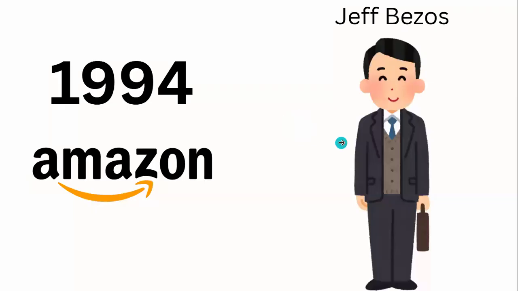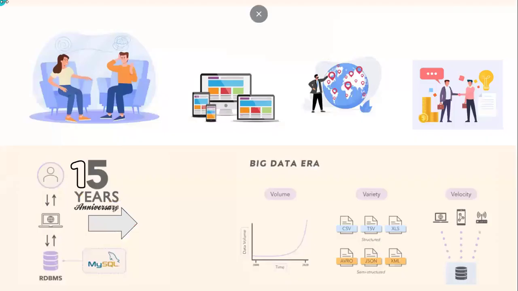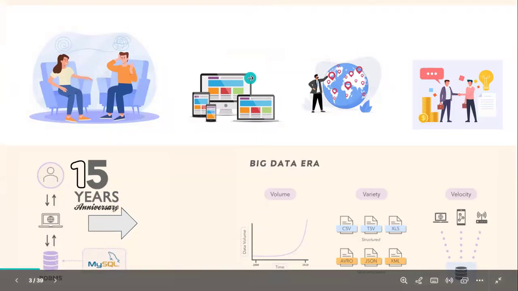Next, we'll go with one example of what we are doing as data engineers and how the outer world is working. Assume Amazon started in 1994. In the span of 15 years, what happened? Amazon increased the velocity.